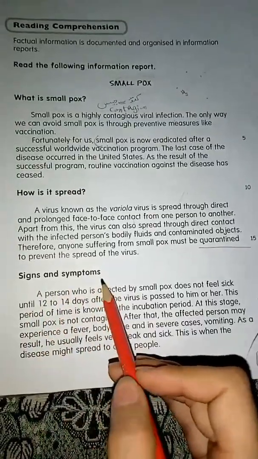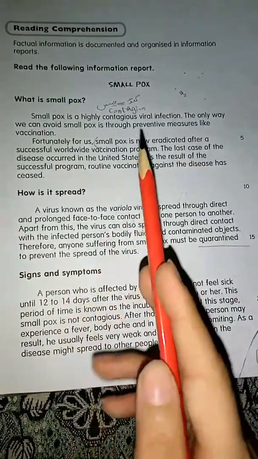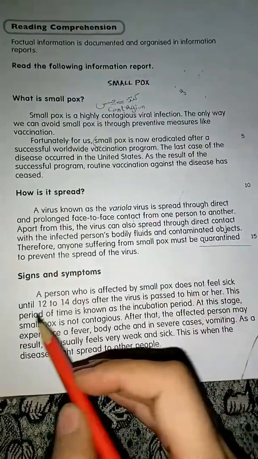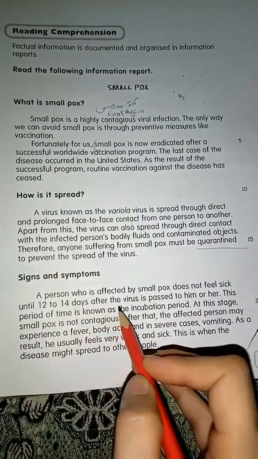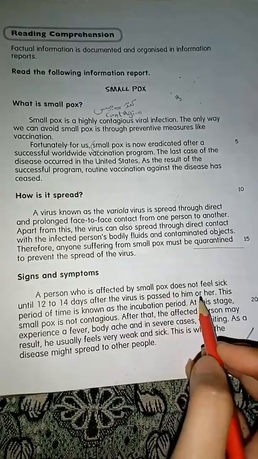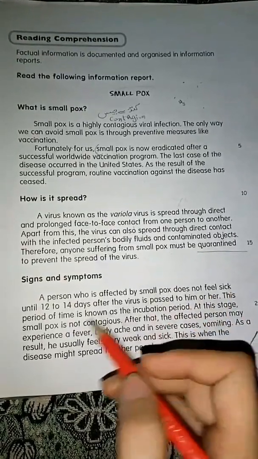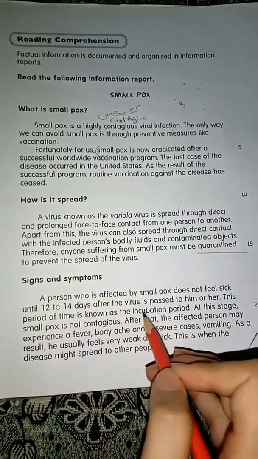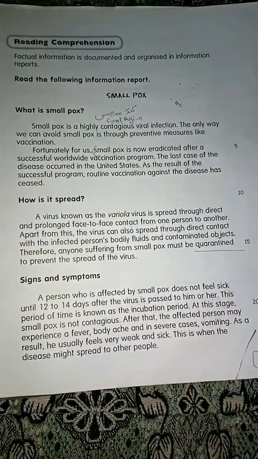Signs and symptoms. What are the signs and symptoms of smallpox? A person who is affected by smallpox does not feel sick until 12 to 14 days after the virus is passed to him or her. He will feel sick after 12 to 14 days. This period of time is known as the incubation period.